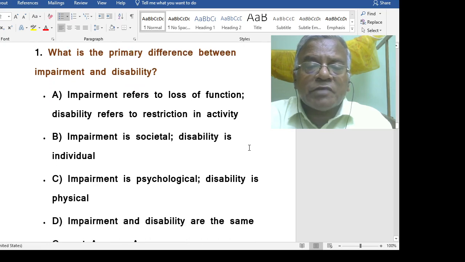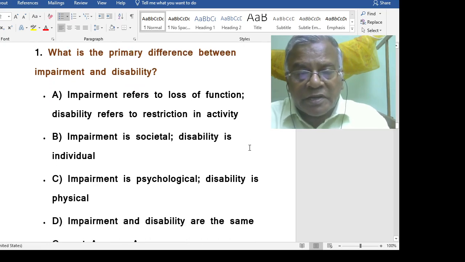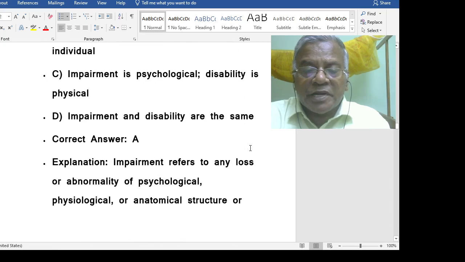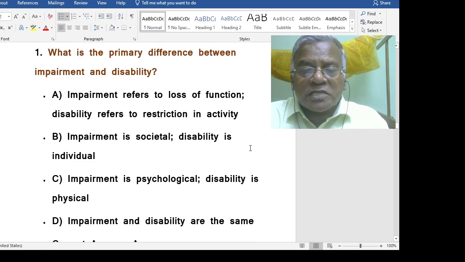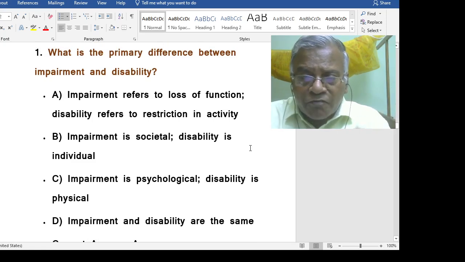What is the primary difference between impairment and disability? That is, answer A is given here. What is impairment? Impairment refers to loss of function. Disability refers to a restriction in activity.